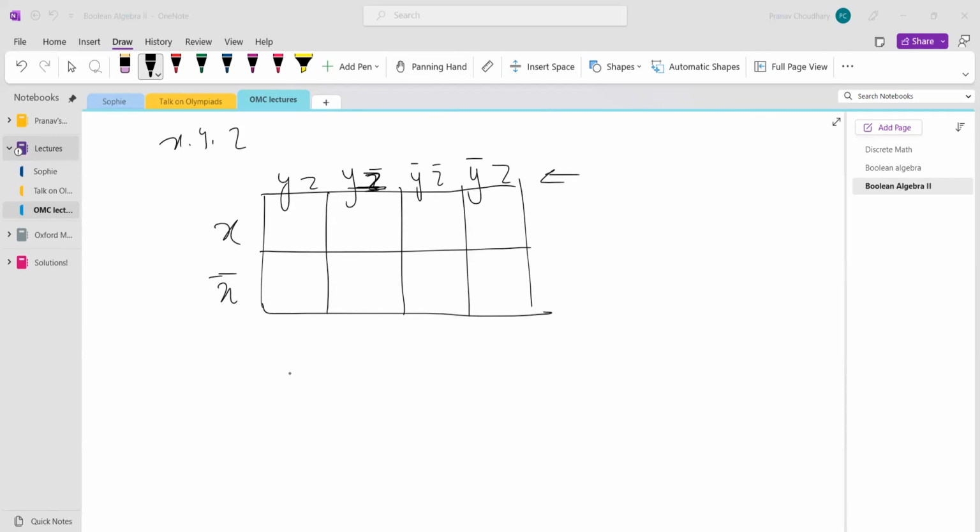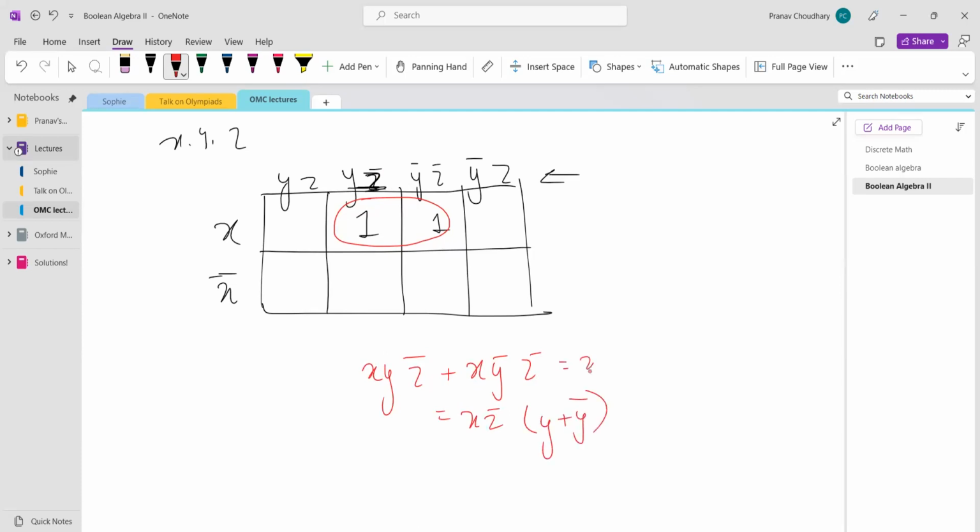In this case, suppose you have a 1 and 1 here. You can club those 2 ones because the 2 ones represent XYZ conjugate plus XY conjugate Z conjugate. So you can take XZ conjugate common and this is Y plus Y conjugate. So this can be written as XZ conjugate. So if you see a 1 cross 2 rectangle or a 2 cross 1 rectangle, that is good, an adjacent rectangle.